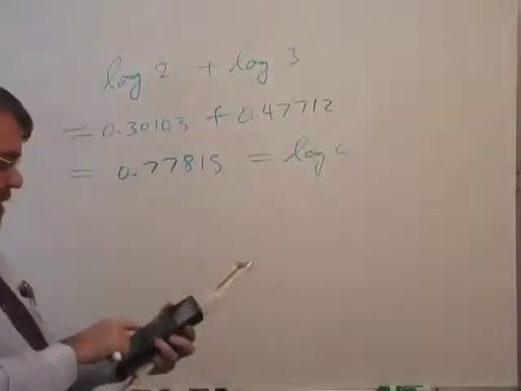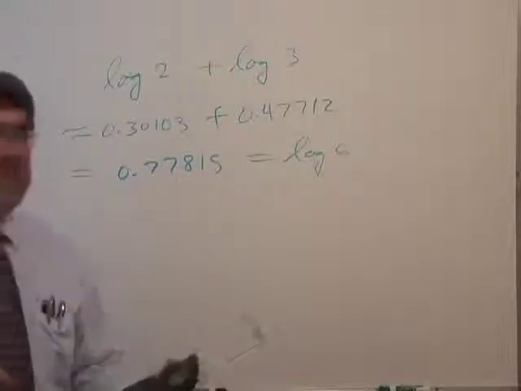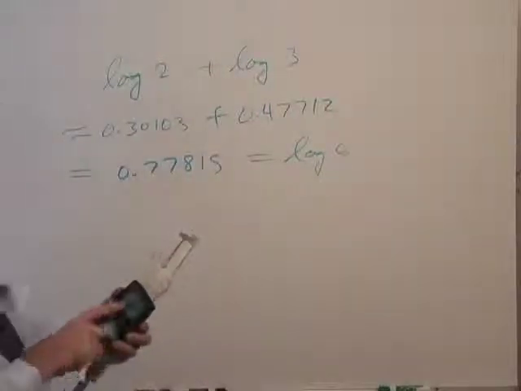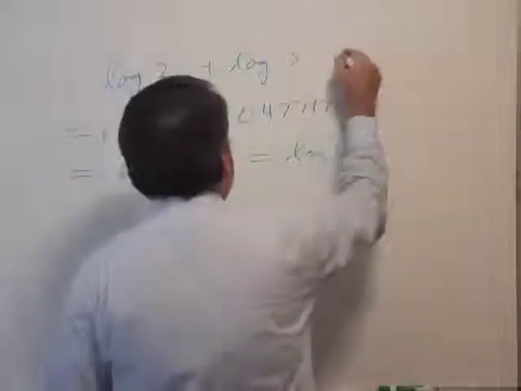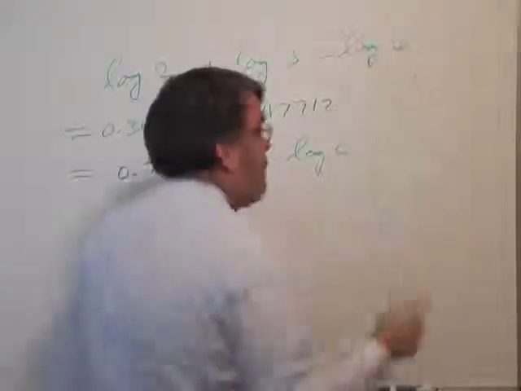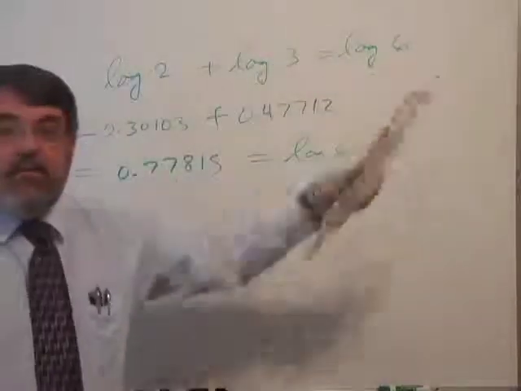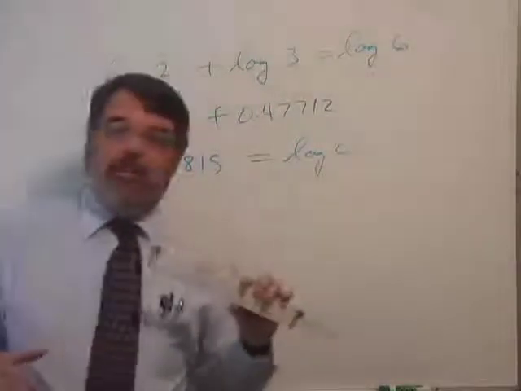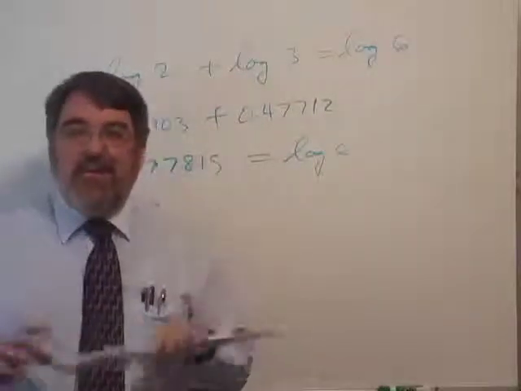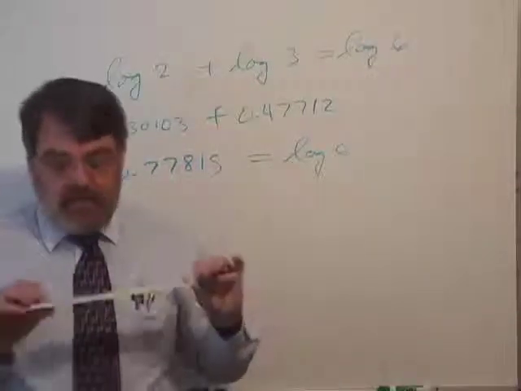So I'm going to punch in log 6, and I get 0.77815. So we see that the log of 2 plus the log of 3 is the log of 6. And obviously 2 times 3 is 6. So how a slide rule worked, and of course no one would multiply 2 times 3 on a slide rule, but the idea is the same for any multiplication, more complicated ones.